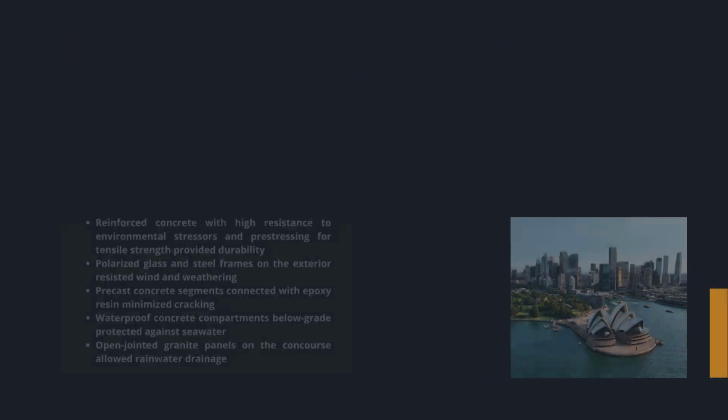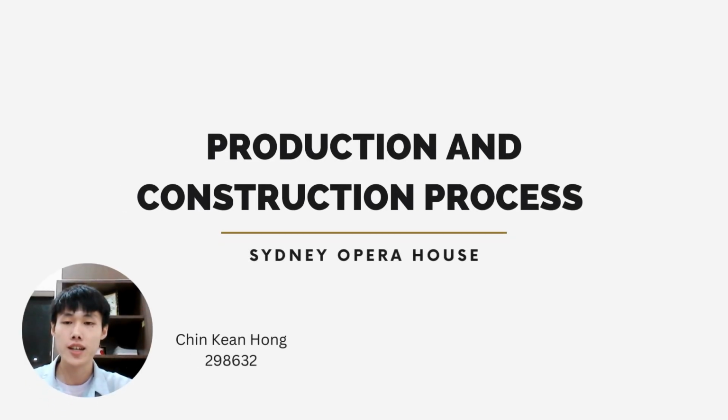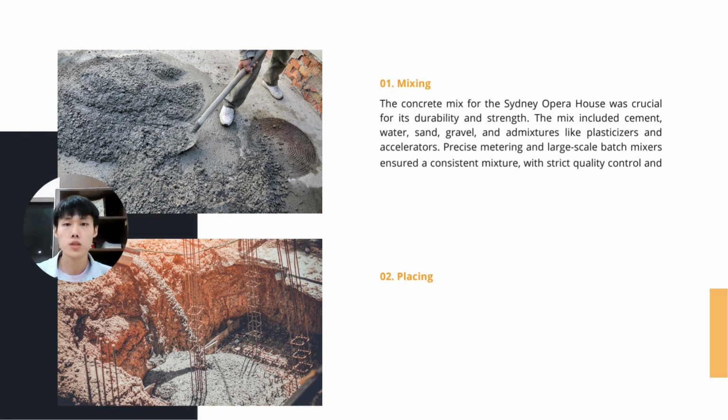Thank you. Hello everyone, my name is Shin Yuan Hong with the matrix number 29X62. So today I will be telling about the production and construction process of the Sydney Opera House. The first process will be mixing.